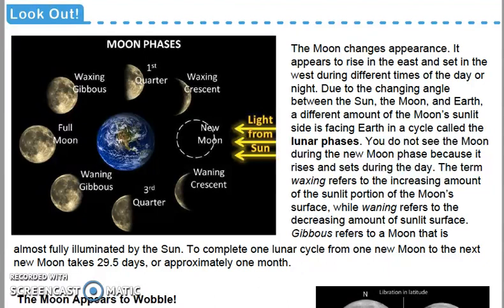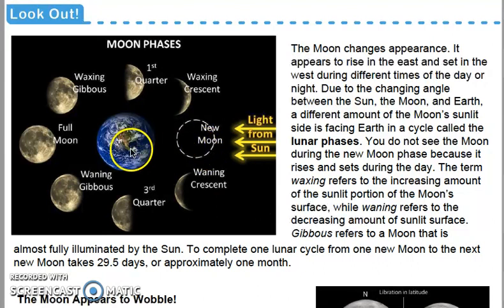You do not see the moon during the new moon phase because it rises and sets during the day. The term waxing refers to the increasing amount of the sunlit portion of the moon's surface, while waning refers to decreasing amount of sunlit surface. Gibbous refers to a moon that is almost fully illuminated by the sun. To complete one lunar cycle from one new moon to the next new moon takes 29 5/10 days, or approximately 1 month.